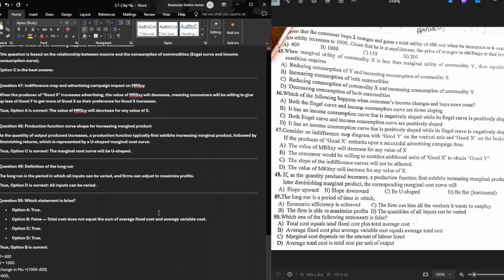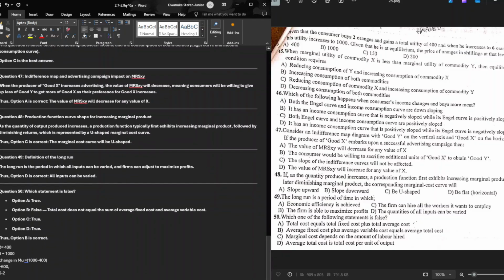I don't know if I have calculated very well. This is 600. This is 6 minus 2 oranges. We get 4. This is the change in quantity, which is 4. And we are saying this is the change in quantity.